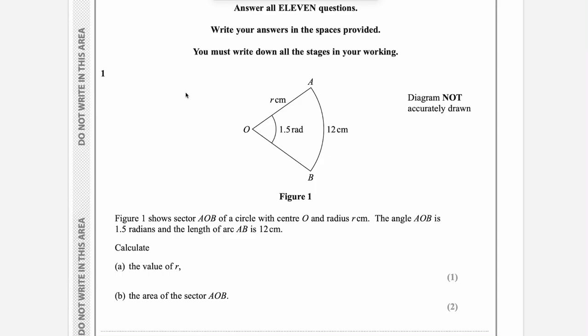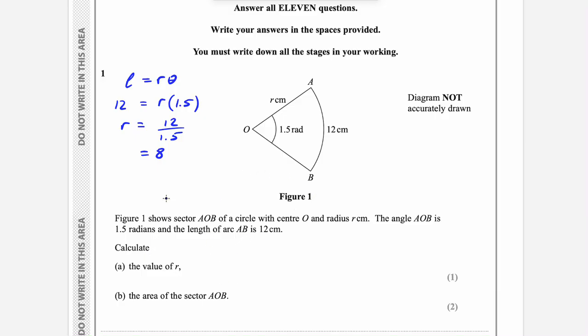Okay, question 1, everybody. Figure 1 shows a sector. Calculate the value of the radius. Hopefully we know that the arc length is equal to r theta. Now our length is 12, which is equal to r times theta, which is 1.5, so the radius is 12 divided by 1.5, which is 8. So the value of the radius is 8.